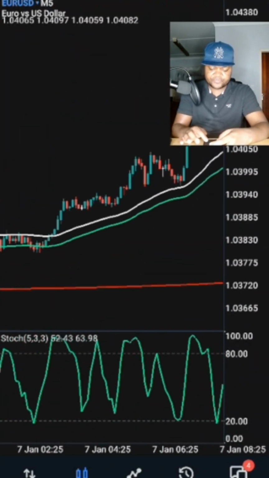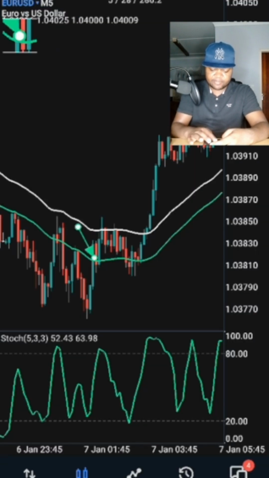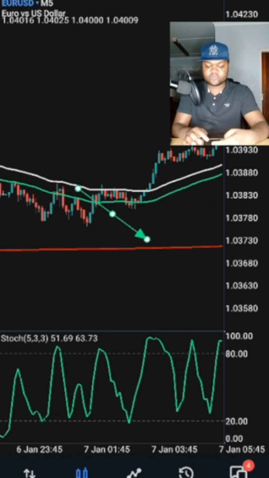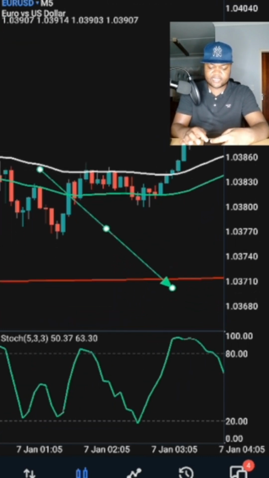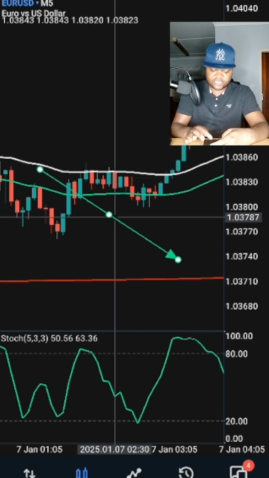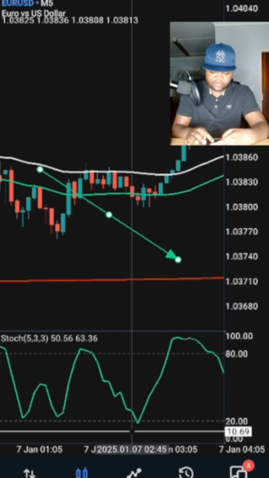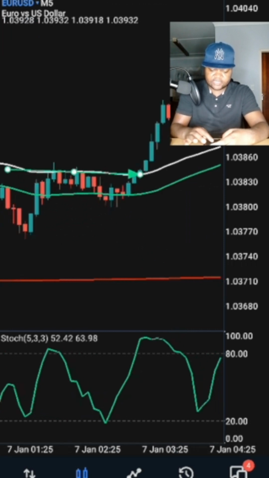Okay, here what do we have here? We have price trading above the red line, which is our trend filter. Then you're going to wait for a candle to close above that level. Once you have checked your stochastic, you see here price closed above the 20 level. Then you're going to wait for an entry, which took place here.